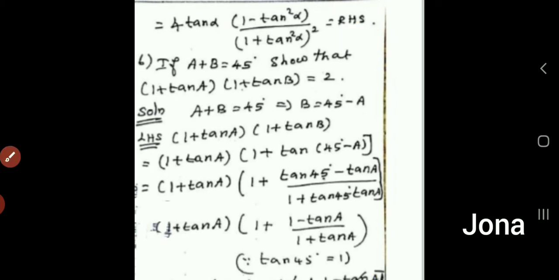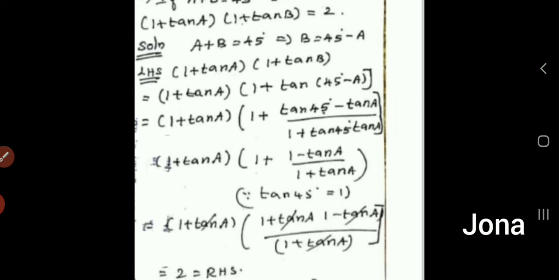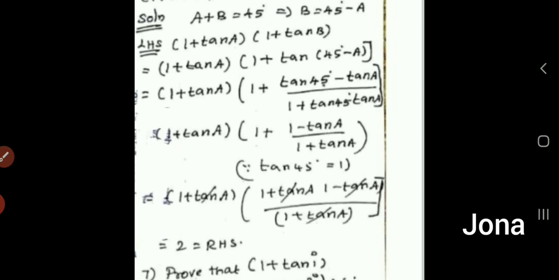Okay, next problem, sixth problem. A plus b equal to 45 degree. Show that 1 plus tan a into 1 plus tan b equal to 2. Here it is given a plus b equal to 45 degree. Show that 1 plus tan a into 1 plus tan b equal to 2.